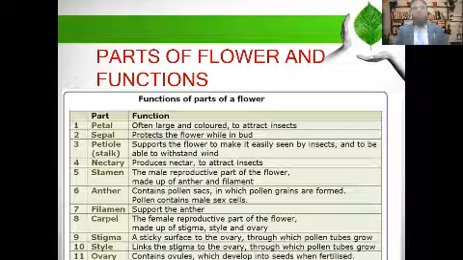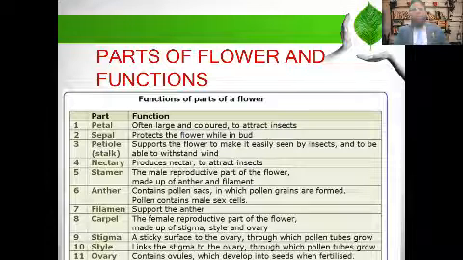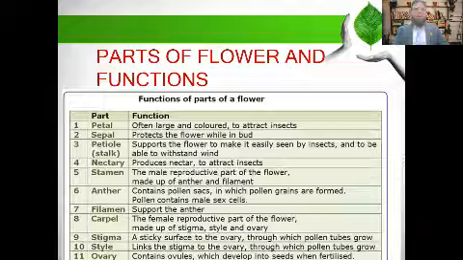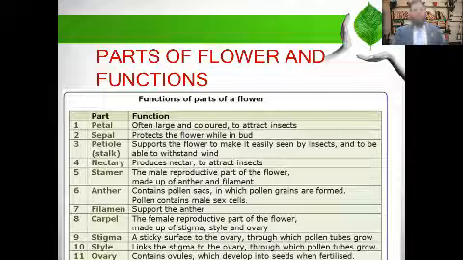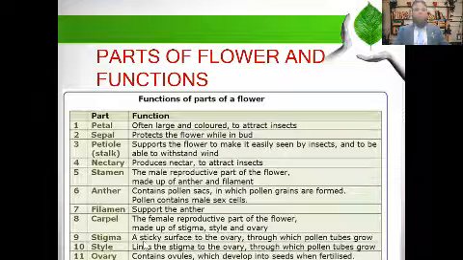Nectary produces the nectar, and stamen is the male reproductive part. Anther contains the pollen grains, or pollen sac, in which the pollen grains are formed. Pollen grains are the male sex cells. And filament supports the anther. Carpel is the female reproductive part that has the stigma, style, and ovary.